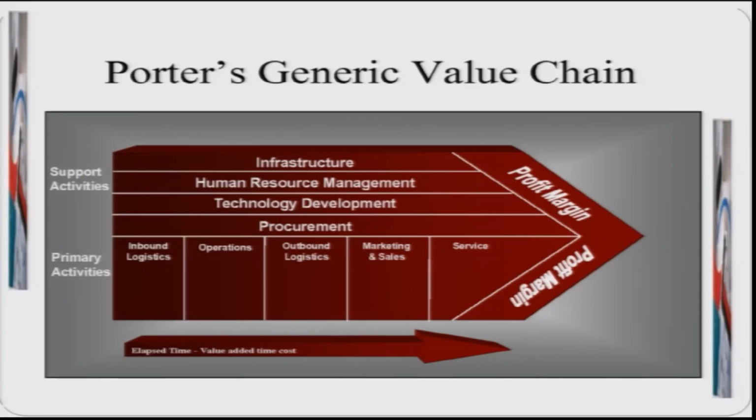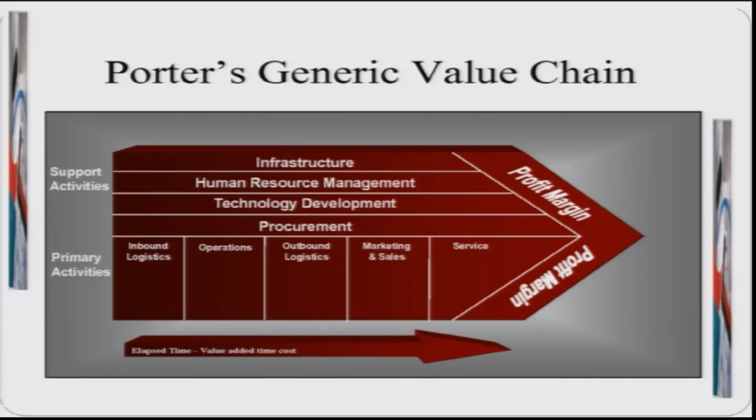Inside the primary activities, as you can see, there are 5 activities. Inbound logistics, that is, you get the raw material inside the organization. The second activity is operations, where you execute processes on the inbound material and convert it into the finished product. Then you have outbound logistics, that is the distribution network, taking the finished product from your factory or manufacturing unit to the customer's nearest convenient place.